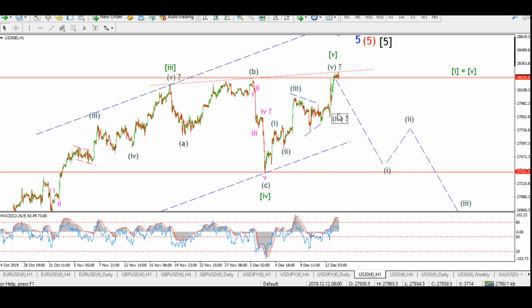It could be a triangle there, or it could be some sort of running flat fourth wave. We're popping out to a new high today. Early trade, well, I suppose it's pre-market over in the US. It looks like 5 wave is complete. 5 waves are complete, and again, it's just a case of looking for an impulse wave lower.